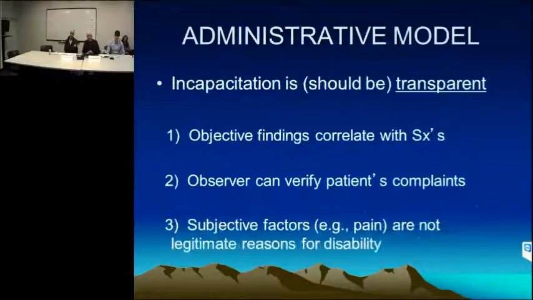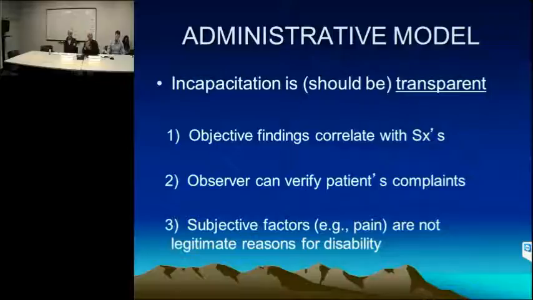I would say that there is what I'll call the administrative model of injury. It is a very convenient model, unfortunately grossly oversimplified. There are many key issues, and I don't have time to go into the entire thing, but a key premise of the administrative model of work injury is that incapacitation is, or at least should be, transparent, meaning that somebody else should be able to see what is wrong with a person, so that objective findings correlate with symptoms, and so that an observer can verify the patient's complaints.